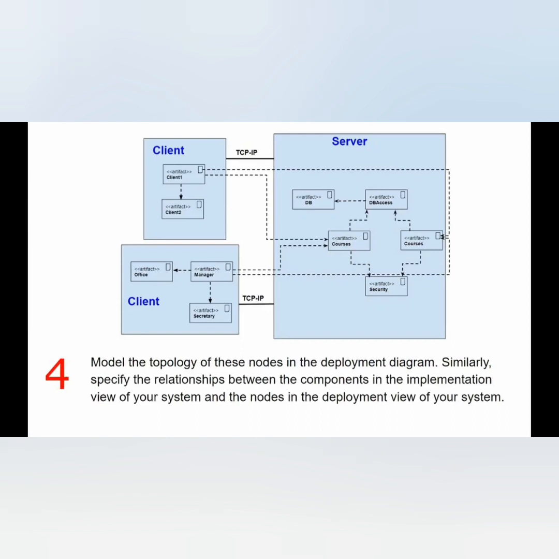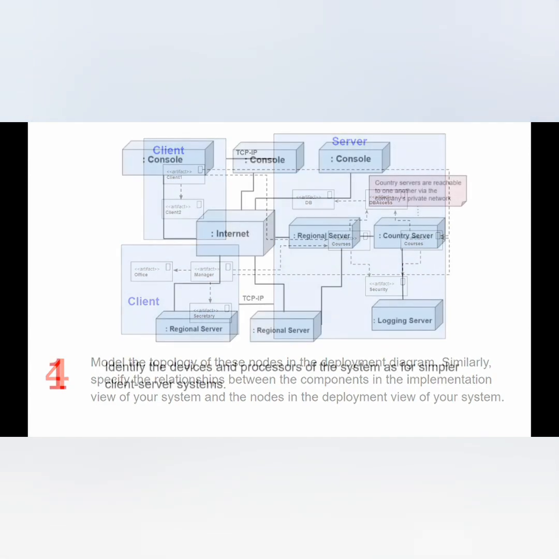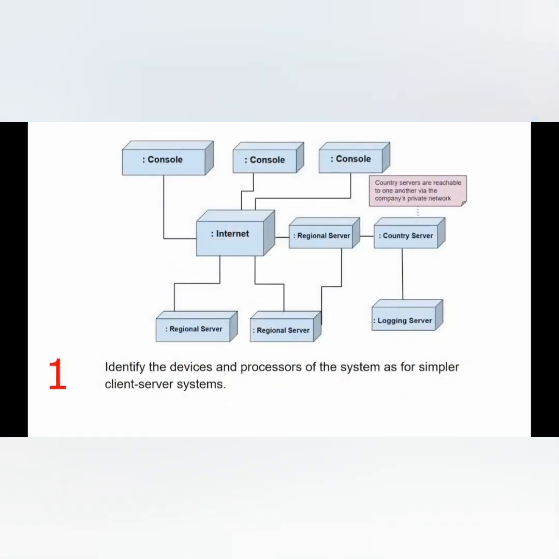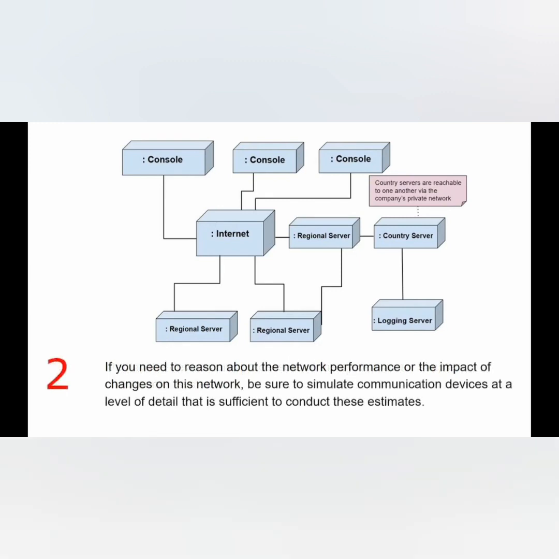Similarly, specify the relationships between the components in the implementation view of your system and the nodes in the deployment view of your system. And here are the steps you will need to take when modeling a distributed system. Identify the devices and processors of the system as for simpler client-server systems. If you need to reason about the network performance or the impact of changes on this network, be sure to model communication devices at a level of detail that is sufficient to conduct these estimates.